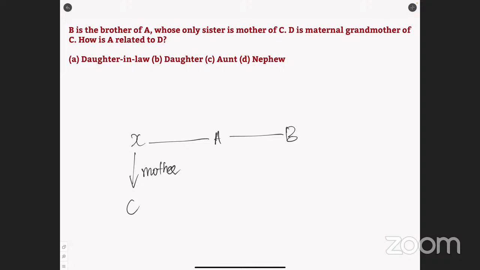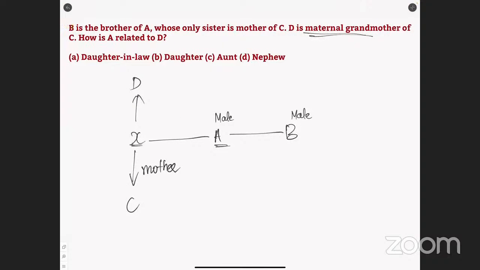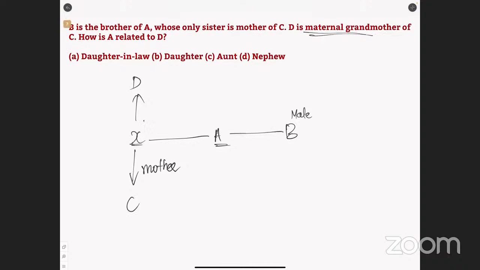C has a maternal grandmother, that means mother's side grandmother. So C's mother is X and X's mother is, let's say, D. It is mentioned in the question. So now this is the relationship which we have established so far. Once again, B is the brother of A, whose only sister X is the mother of C. That means B is male, otherwise X cannot be the only sister. Okay, we do not know that actually, A could be female as well. So X is obviously female and she has a daughter.